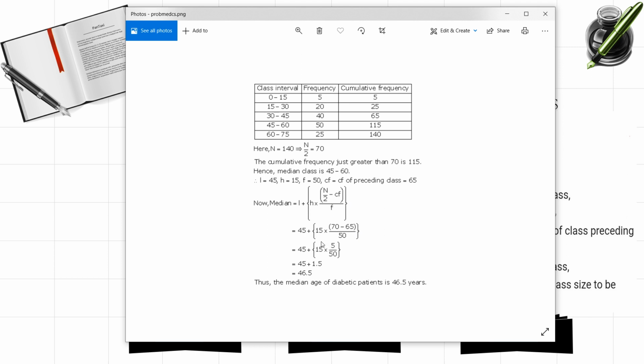1 by 10 multiplied by 15, we'll get 3 by 2, which is 1.5. Add it to the lower limit of the median class, which is 45. 45 plus 1.5 gives you 46.5. This is how to calculate the median in case of continuous series.